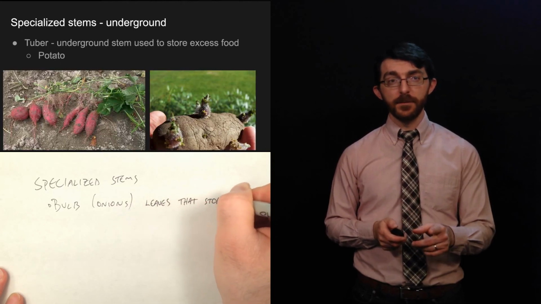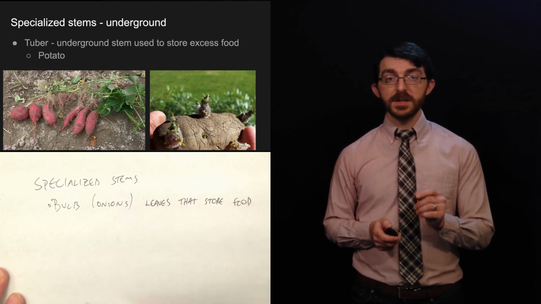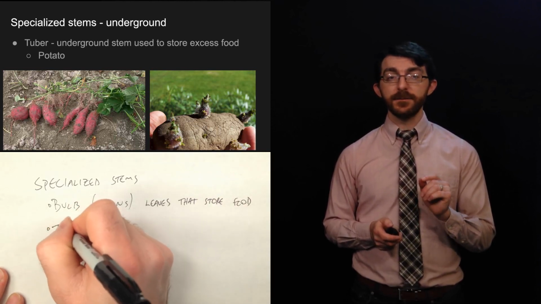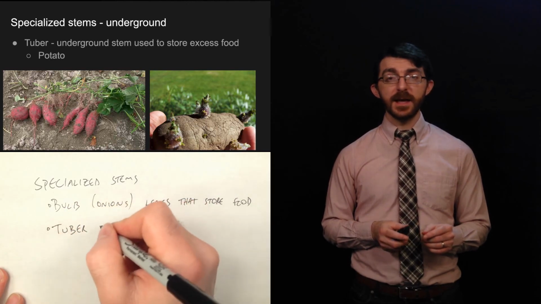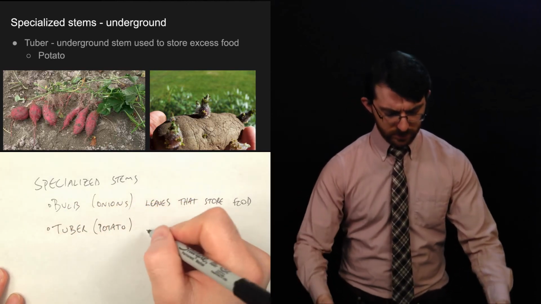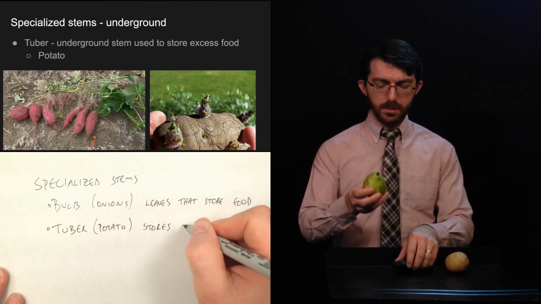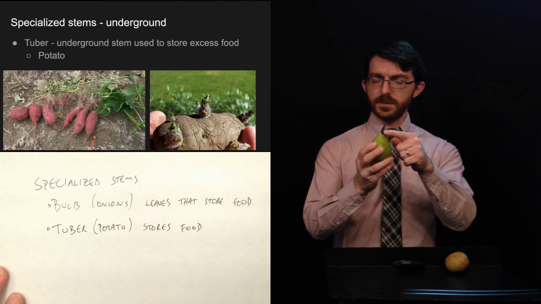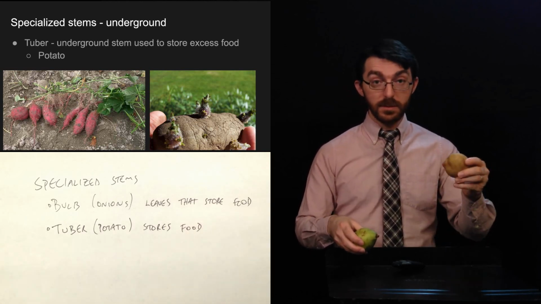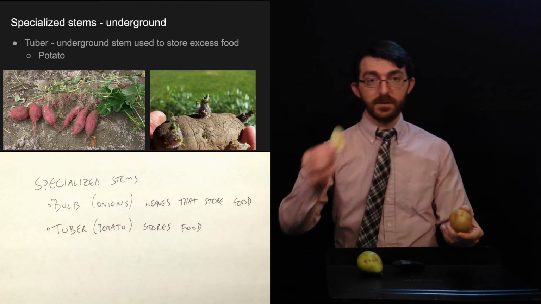Another kind of stem is a tuber. And again, that is an underground stem that is used to store excess food. And a good example of that is a potato. So we don't eat stems. Well, actually we do. We just cook them first.